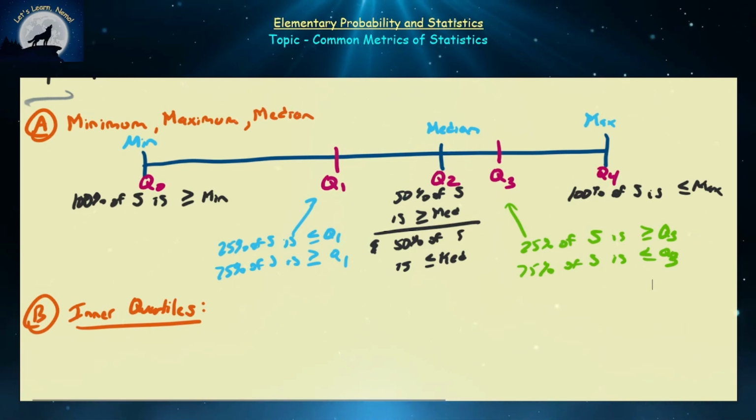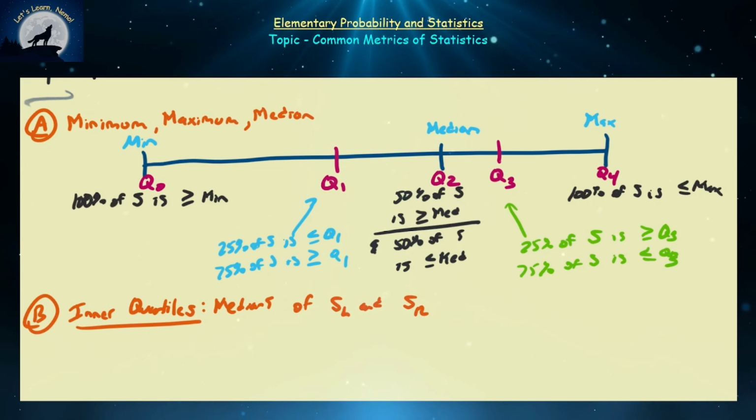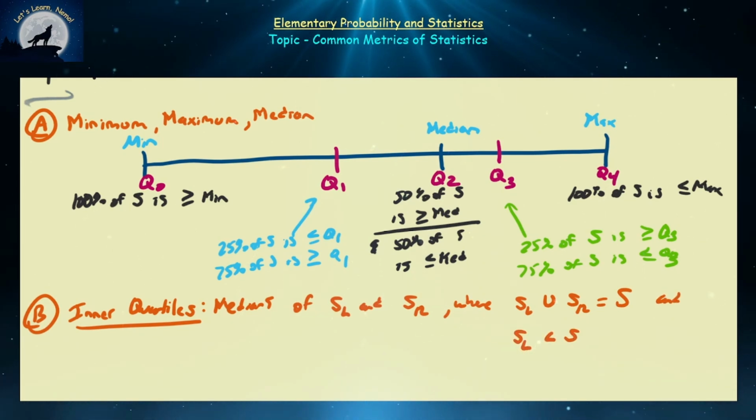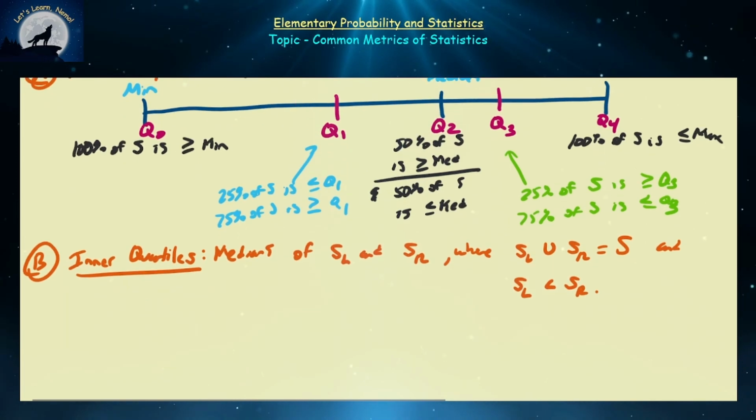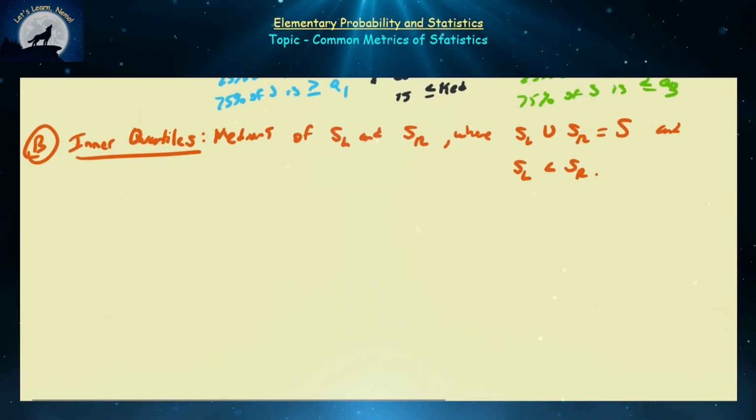So how do we actually find Q1 and Q3? We define them as the medians of SL, the left-hand portion of S, and SR, the right-hand portion of S, because that separates it into 50 percentiles on the left and the right, where SL union SR is equal to S, and SL is less than SR. That is, any value in SL is less than any value in SR. Let's go through a computational example of how we would find the interquartiles Q1 and Q3, since we already know how to find Q0 and Q4, and also Q2, aka the median.